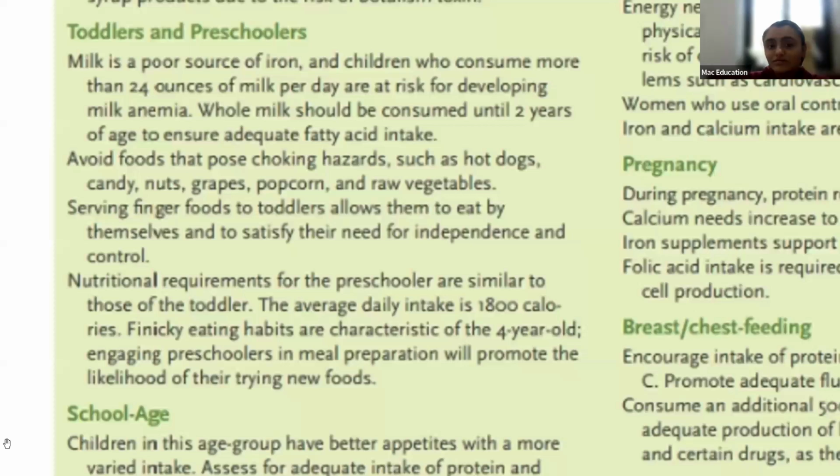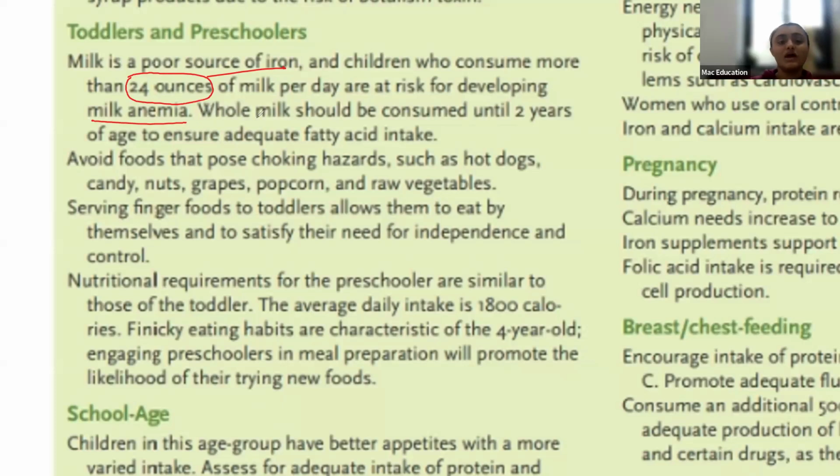Milk is a poor source of iron, and the children who consume more than 24 ounces of milk per day are at risk for developing milk anemia. The point is telling us that milk does not give iron. It is a poor source of iron. Iron will be there in a small proportion, but it is not a good source. And any child who drinks more than 24 ounces of milk in a day has a risk of developing milk anemia. Children who consume more milk become anemic because it does not provide the iron source for blood production.